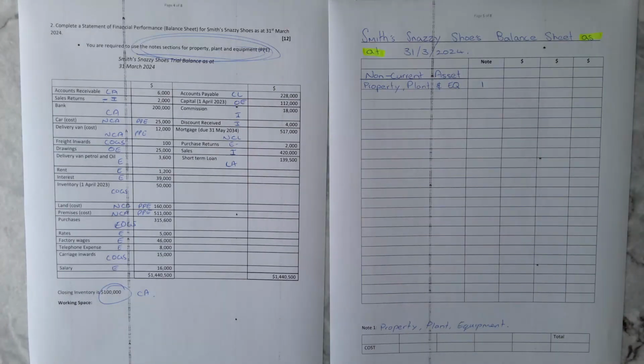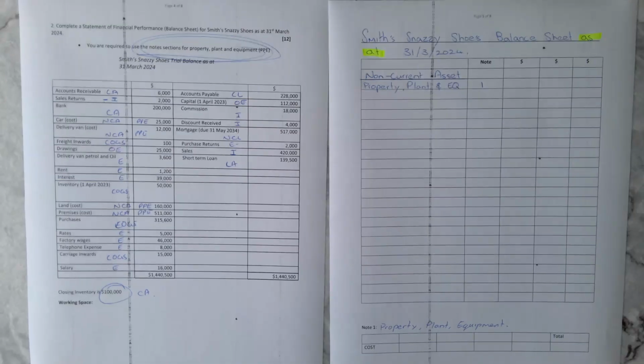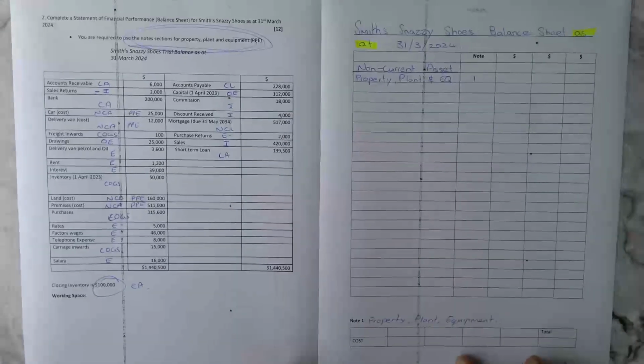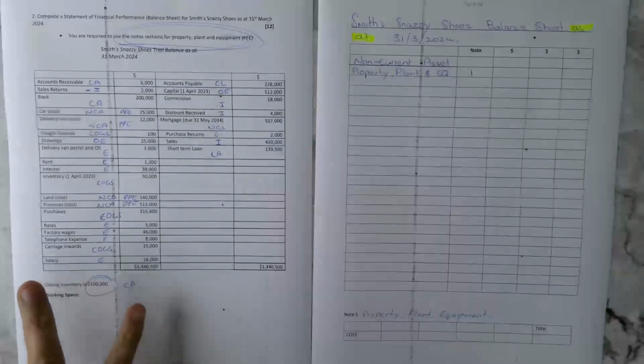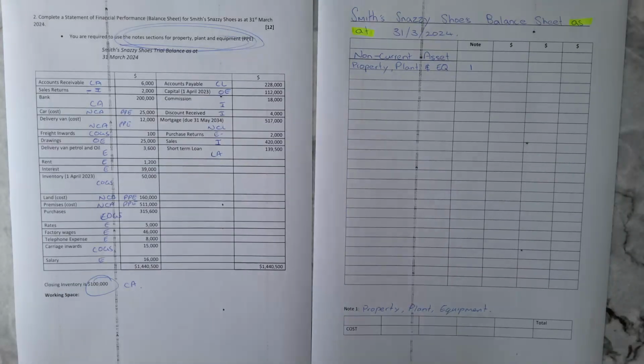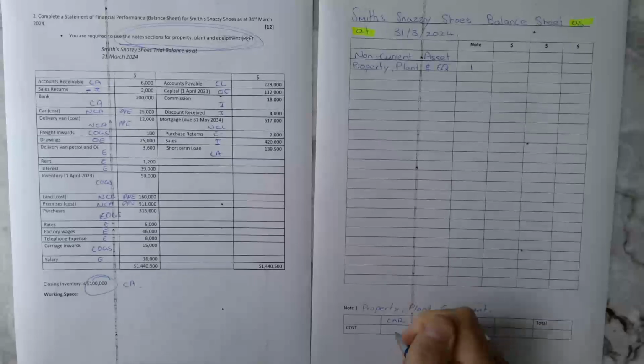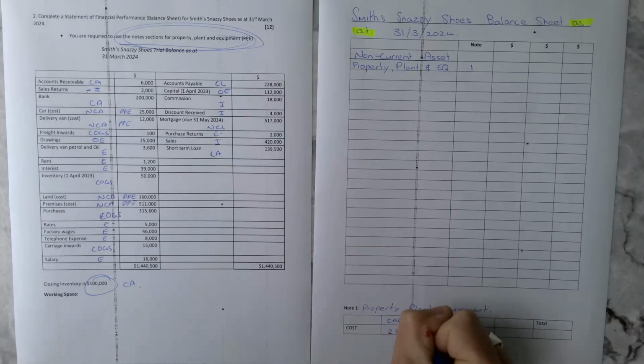So what we're going to do is go down the left hand side of our trial balance and look at all those totals that we've written PPE for. So that is why we item identify, because then it makes this so easy. Okay, so what we can go is car. Our car is worth 25,000.